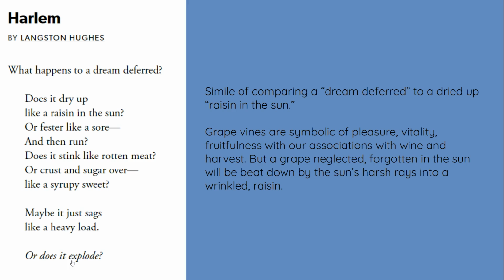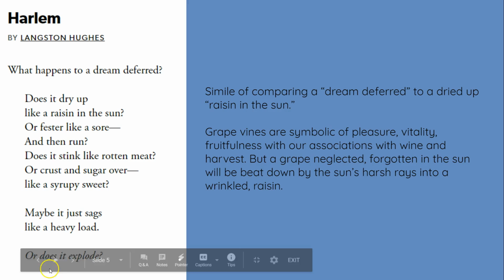So we know that grapevines are typically symbolic of pleasure, vitality, fruitfulness, and we have associations with that in our mind of wine and the harvest. But when a grape is left out in the sun, like all of us in Temecula know, if it's neglected and forgotten, the sun will beat it down, and the sun's harsh rays will turn it into a wrinkled raisin. Not something that you want to have happen to your dreams, right?